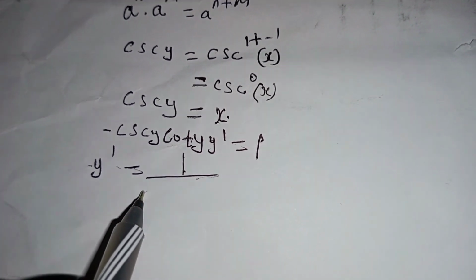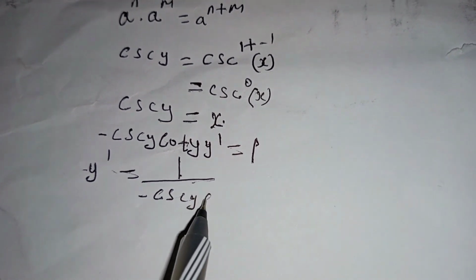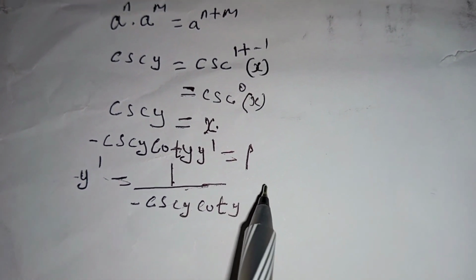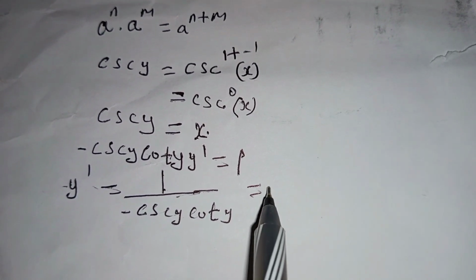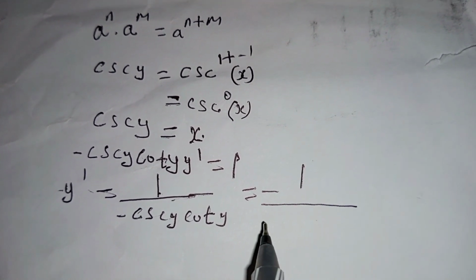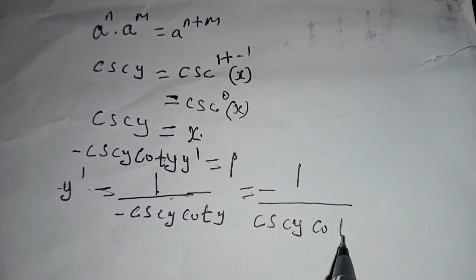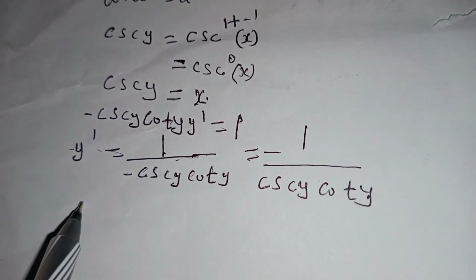divided by negative cosec of y multiplied by cot of y. Note that this can be rewritten as 1 divided by -1 is -1, everything over cosec of y multiplied by cot of y. Then we employ this identity.